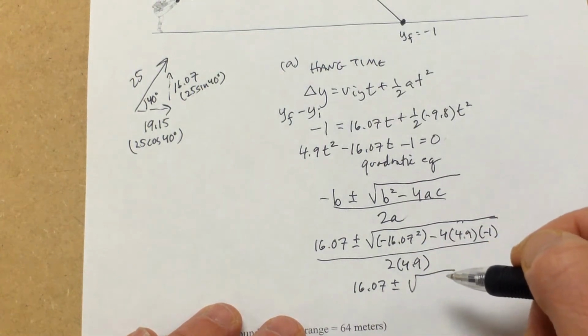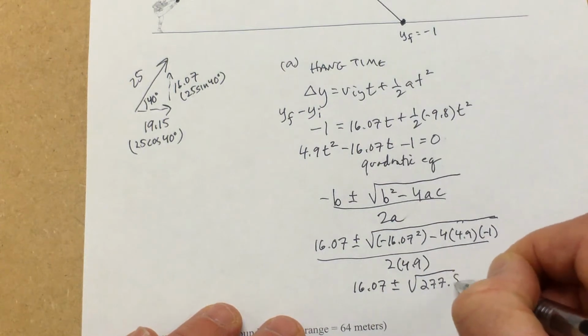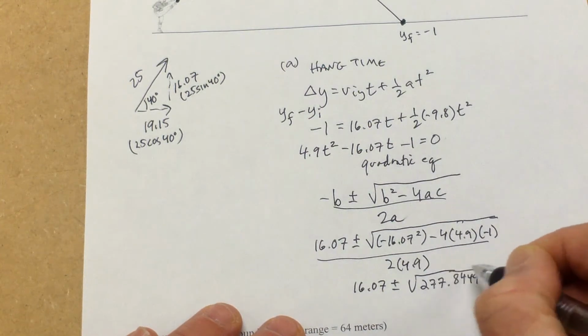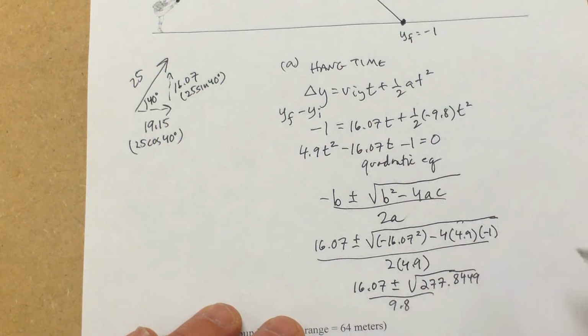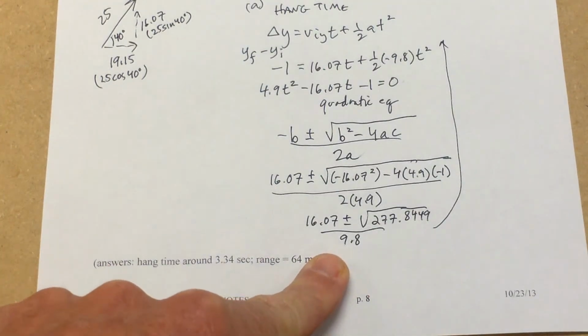So your radical, you should get what? Around 277.8449. All right. Now it looks like I've kind of run out of room here, so I'm going to kind of whoop right up there. All right. Now this is pretty challenging mathematics. You got to be real careful here.